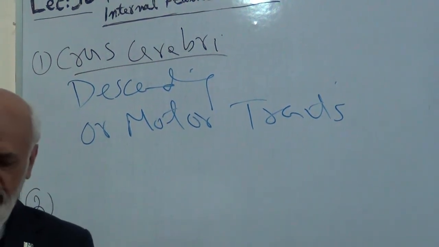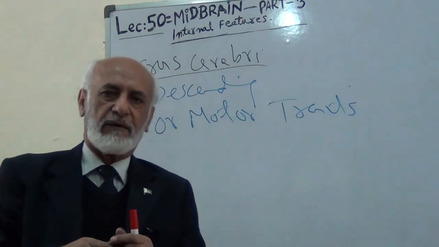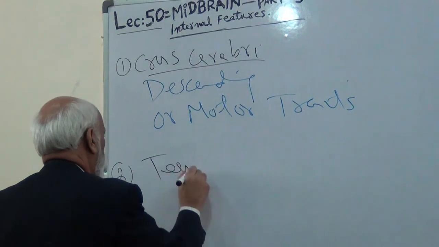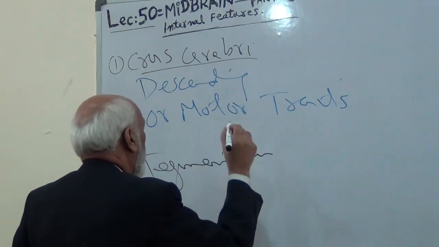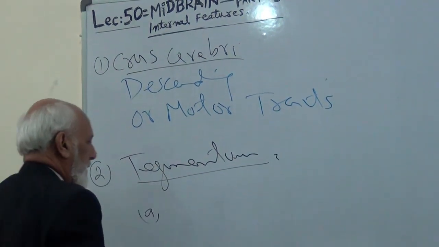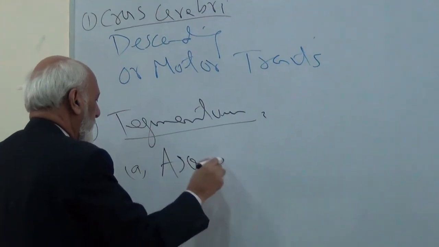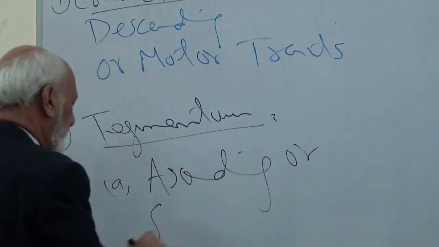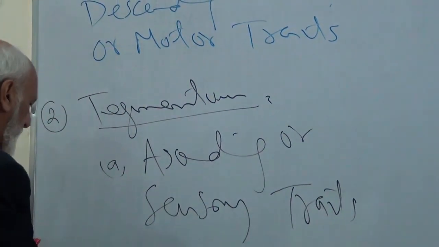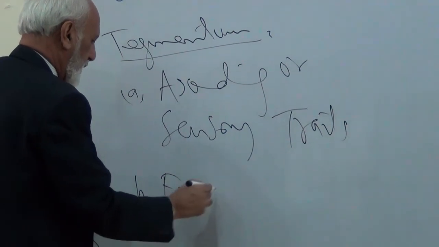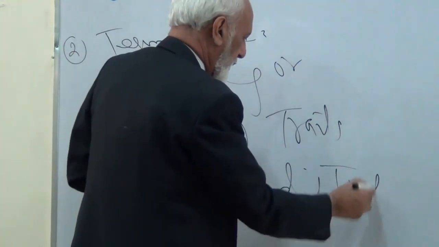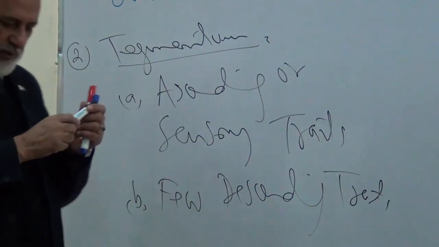Then you know the dorsal part of the midbrain is the tegmentum. So what are the tracts in the tegmentum of a midbrain? These are ascending or sensory tracts, and there are a few descending tracts in the tegmentum of the midbrain.